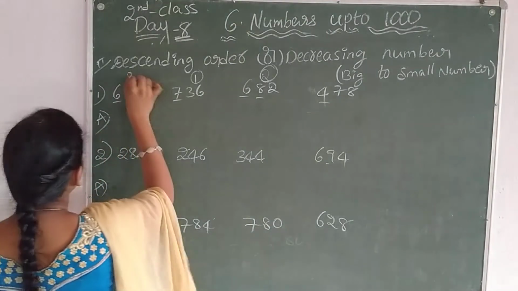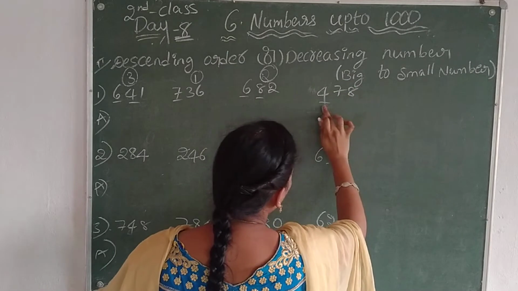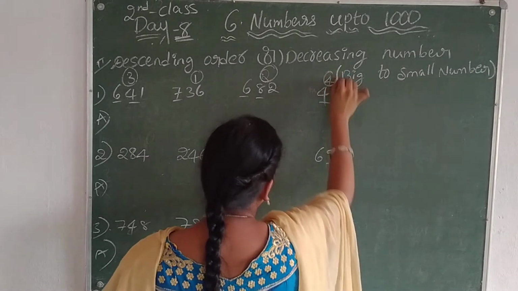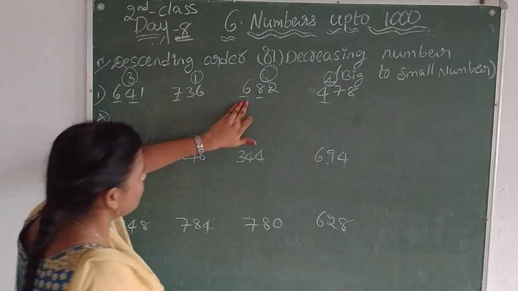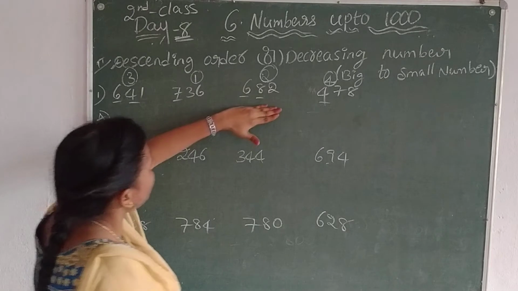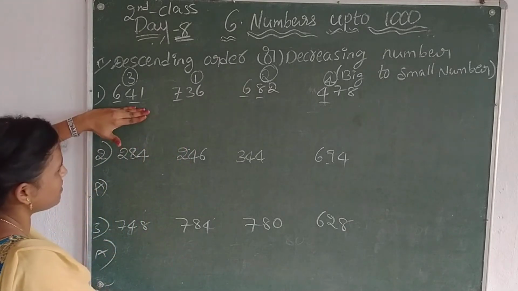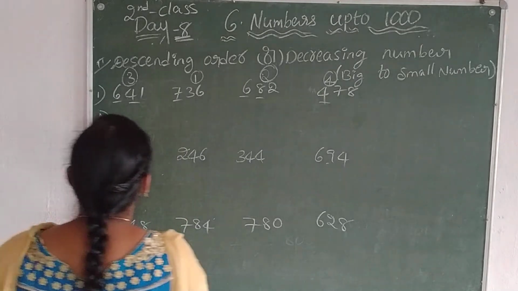And 4. The last one is 478. Okay, now the left side first digit is big, and second this one. 8 is a big number, next 4 is a big number, last 4 is the smallest.